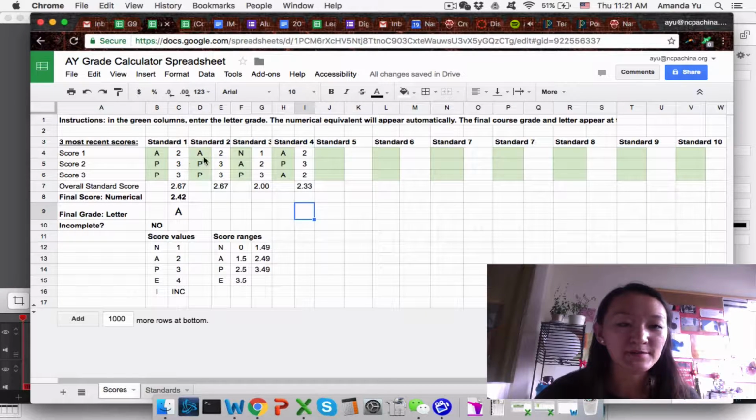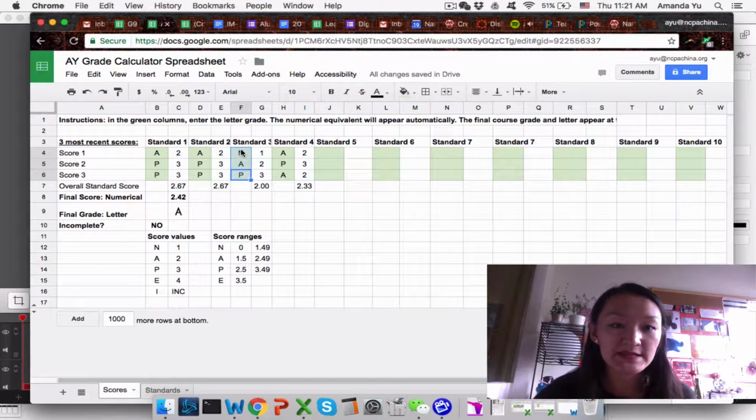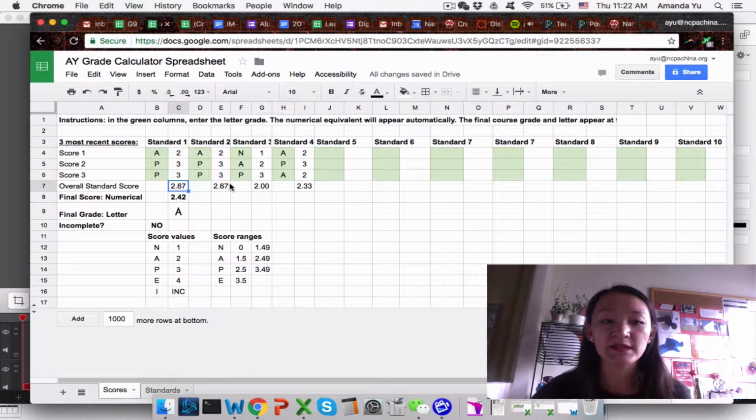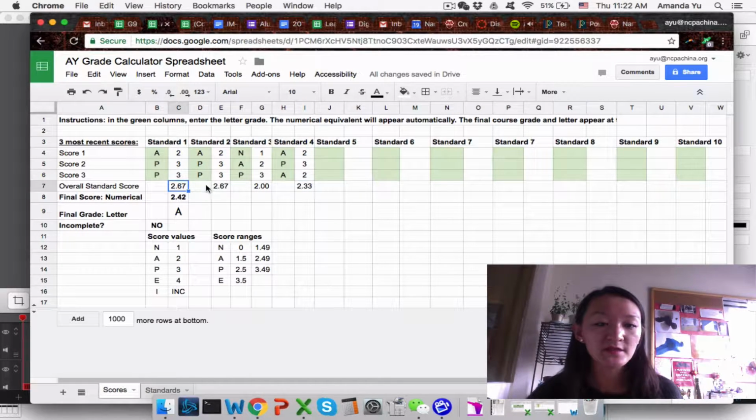Okay, so I've pretended like there were 3 summative assessments for all 4 of the standards, and here's just a different situation. You'll see this is the new average per standard, then those 4 numbers will be averaged to get 2.42, and that falls just below the top of that range for approaching. So your final grade would be an approaching.